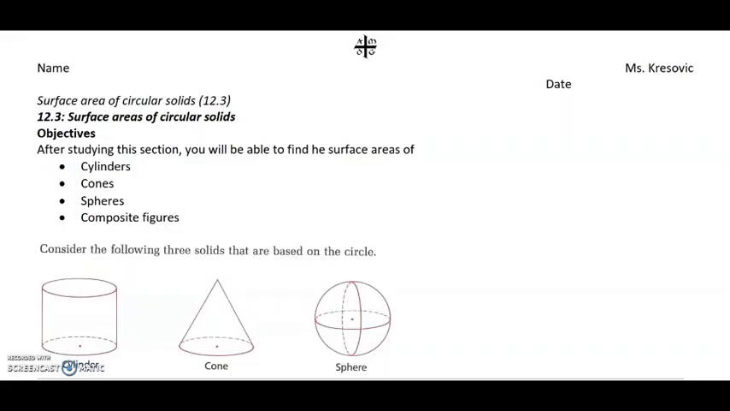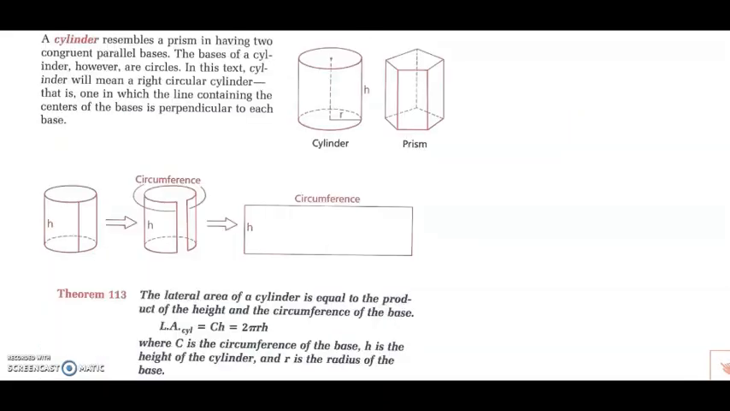Today we're going to look at the surface area of circular solids, which includes cylinders, cones, spheres, and also compound or composite figures. We've already studied the surface area of prisms. Cylinders do connect to prisms because the bases are identical, and we will be looking at right cylinders at this time. They will be at right angles.